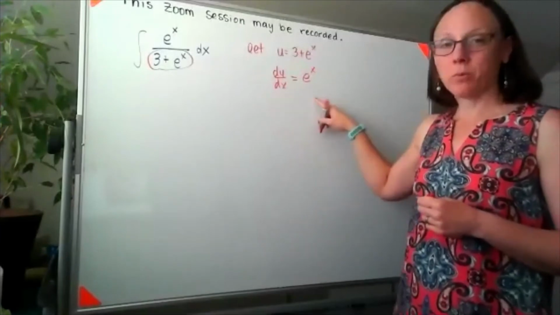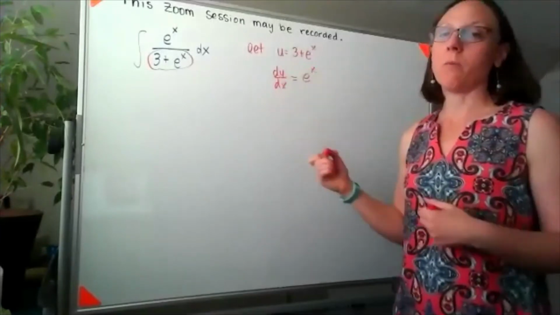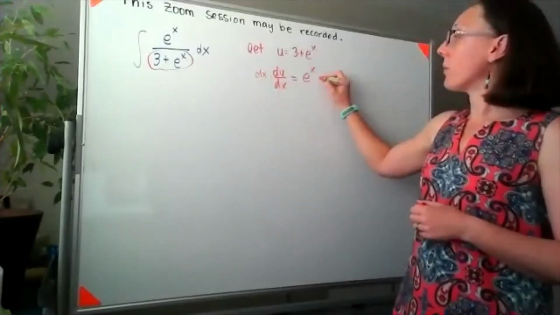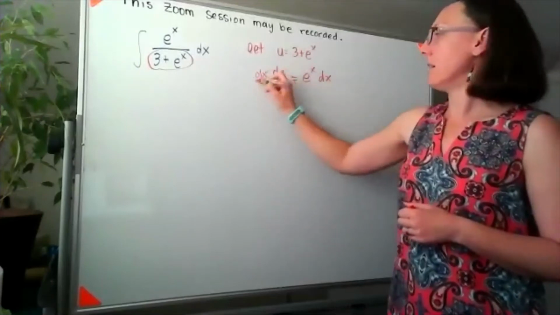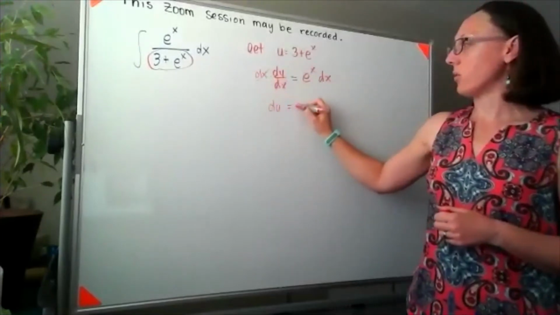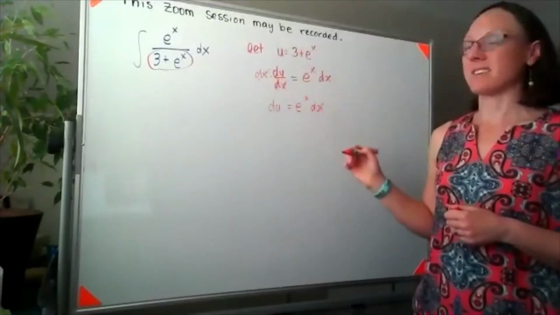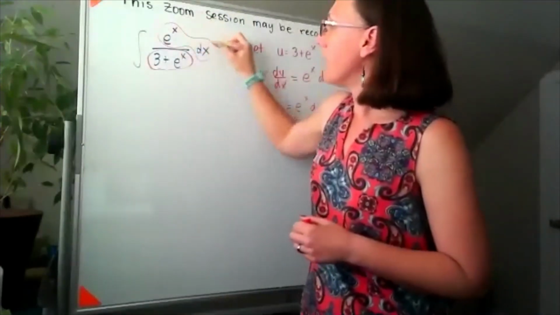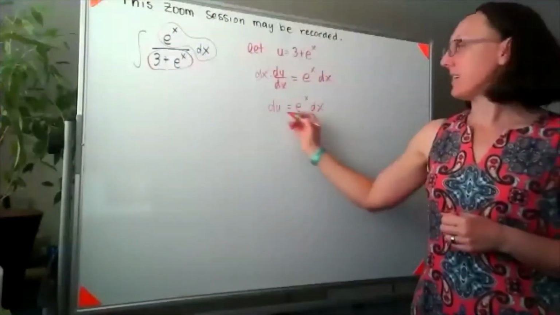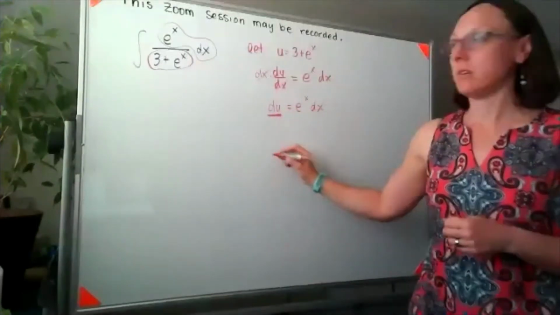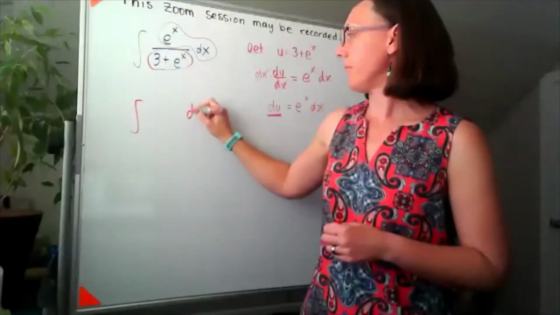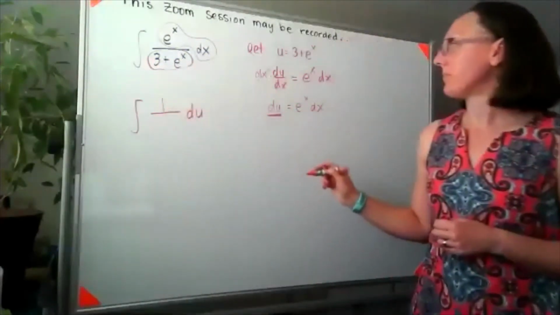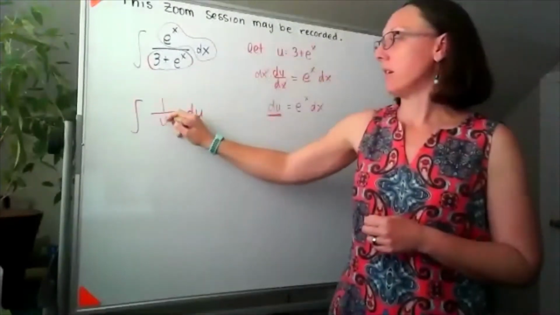And in general, we skip writing this step because we already know that we want the differential, not the derivative. But I'll write it out here that I would multiply both sides by dx, so that I'd have du is equal to e to the x dx. So when I go to translate my equation, the e to the x dx gets replaced by du. And that 3 plus e to the x that's in the denominator, well, that's getting replaced with u.